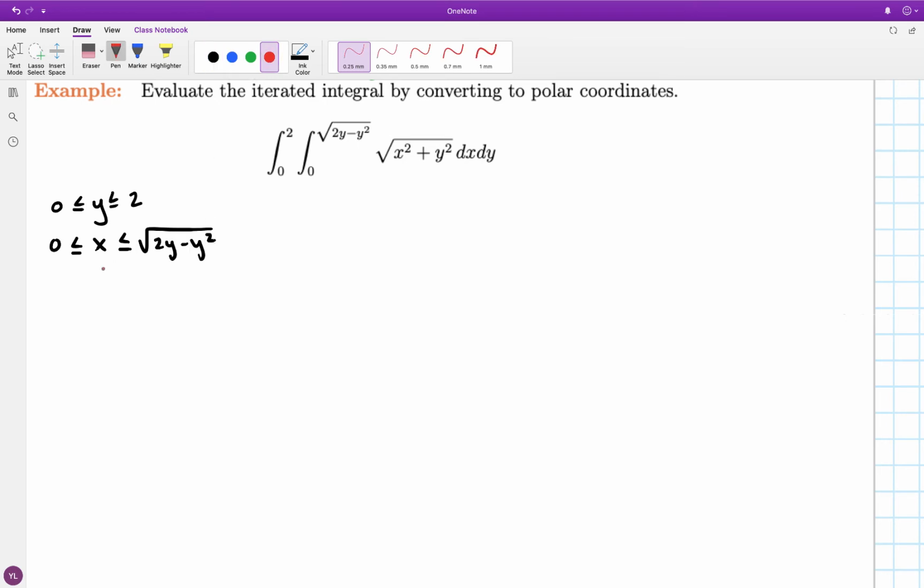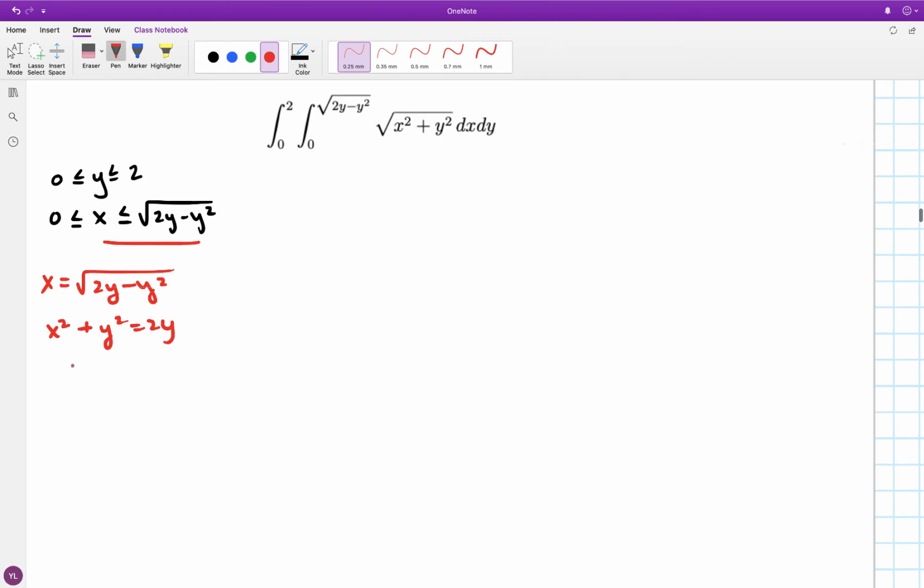Let me actually inspect this function a little bit more carefully so I can understand it. So x is the square root of 2y minus y squared, which means that x squared plus y squared is 2y. You may recognize that as a circle. And in fact, if you complete the square, so if you subtract 2y from both sides and do the appropriate arithmetic for that, you'll see that this is a circle with center 0, 1 and radius 1.